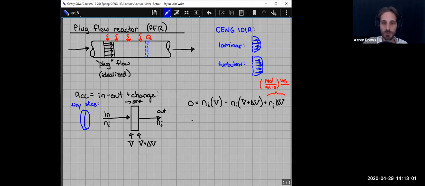So if you rearrange this and then you take the limit as delta V gets really, really small, right?